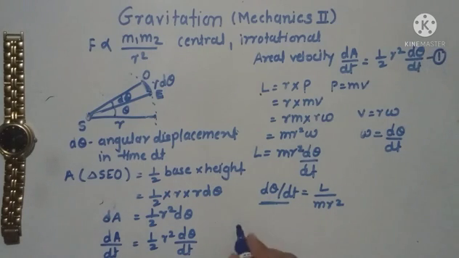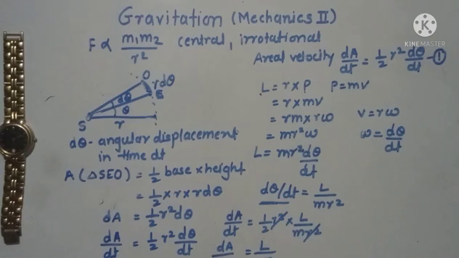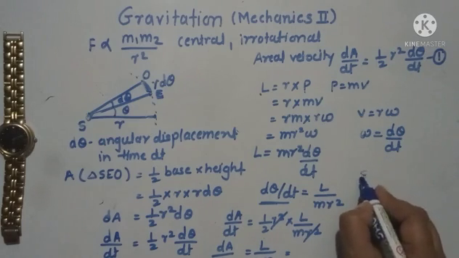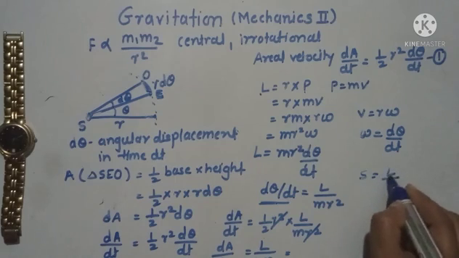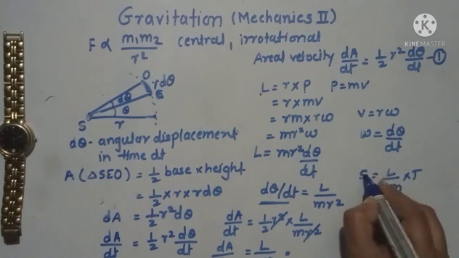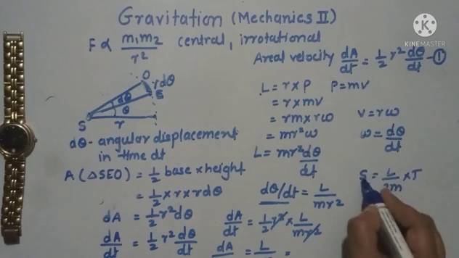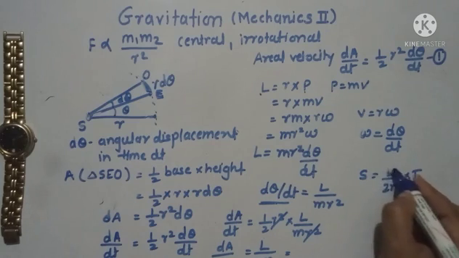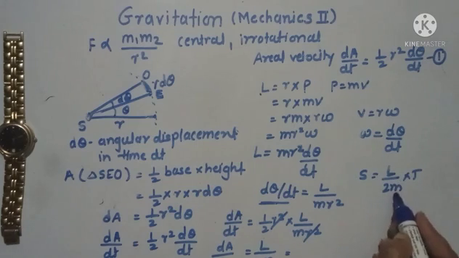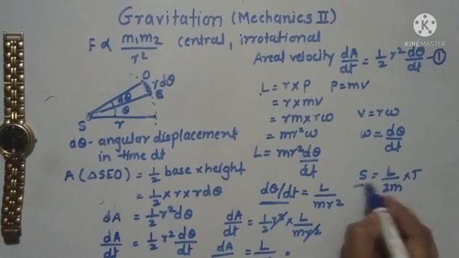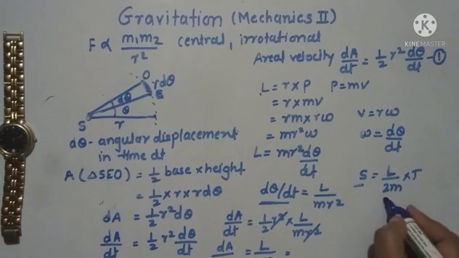Let me call it equation number 1. Therefore, the equation for dA upon dt will become 1/2 r square into L upon m r square. This r square gets cancelled, and L upon 2m will be dA upon dt, which is nothing but the areal velocity. Now, the distance covered in one time period T, or in one revolution, can be given as S equal to areal velocity into the time period T, since displacement is velocity into time. So the velocity is the areal velocity, which we calculated as L upon 2m, and T is the time period. This is the area covered in one revolution with the areal velocity dA upon dt.